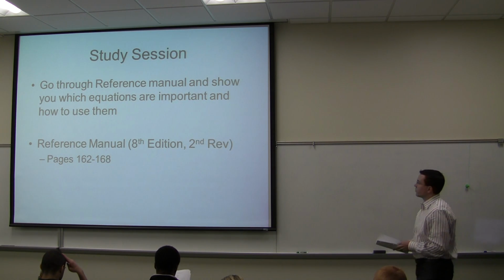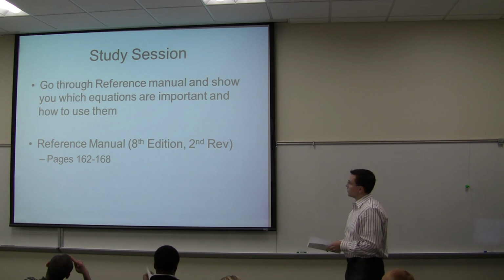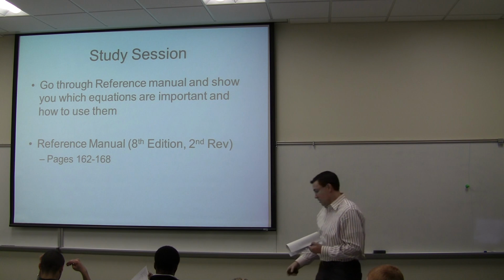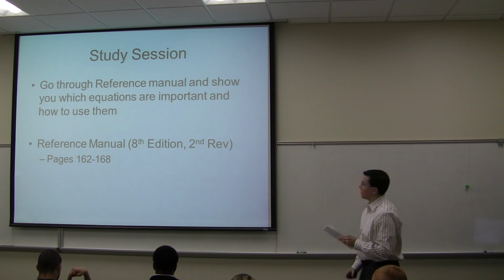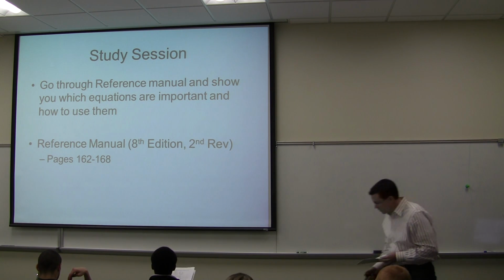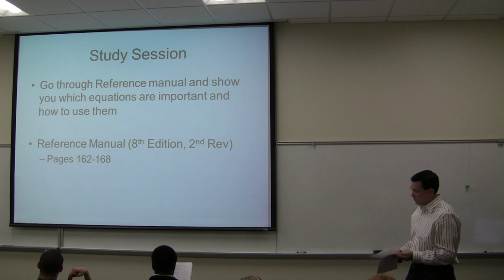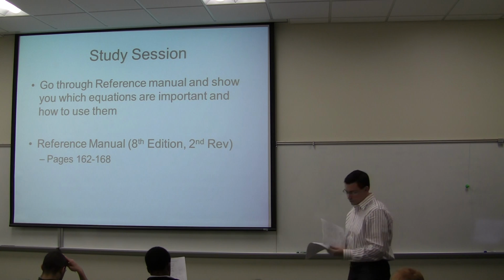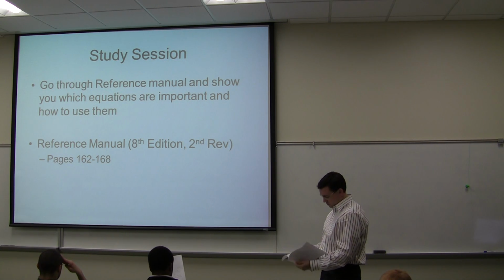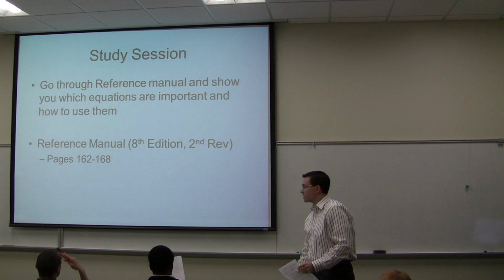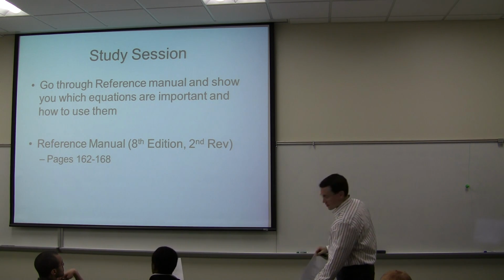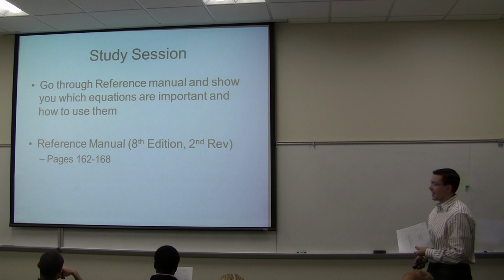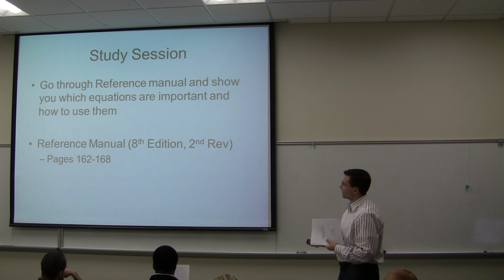So what I plan to do is go through the reference manual and show you which equations are important and how to use them. And I think if this is the right one, this is 162 to 168, so it looks like I missed page 162. I don't know what's on page 162. Is anybody looking at it? What is it? The variables. Yeah, so you do need those variables. And unfortunately, I didn't print it out, but you'll get it on the actual manual. Sorry.